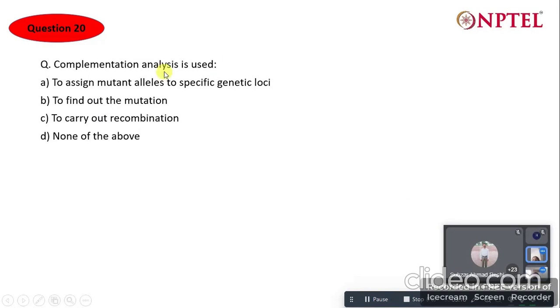The complementation analysis is used to assign mutant alleles to specific genetic loci, to find out the mutation, to carry out recombination, or none of the above. So this complementation analysis is used just to assign mutant alleles to specific genetic loci.